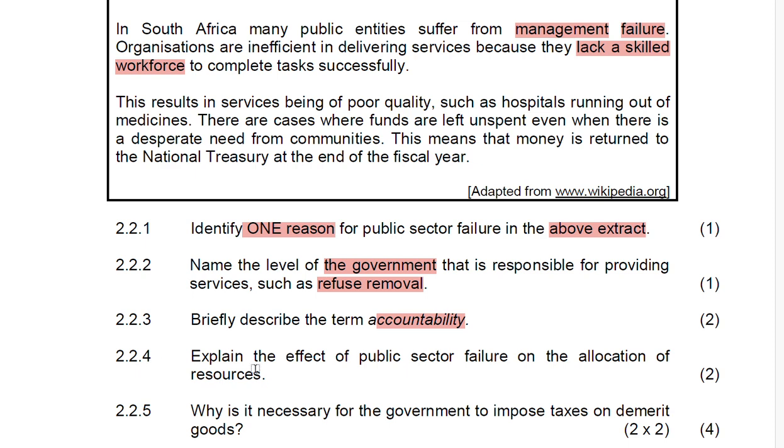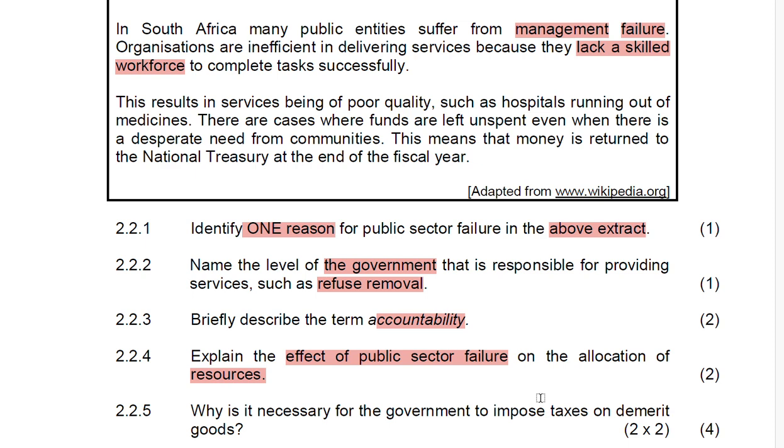2.2.4, explain the effect of the public sector failure on the allocation of resources. What are the effects of the public sector failure when it comes to allocation of resources? Resources will not be optimally allocated, which leads to some valuable resources being wasted.